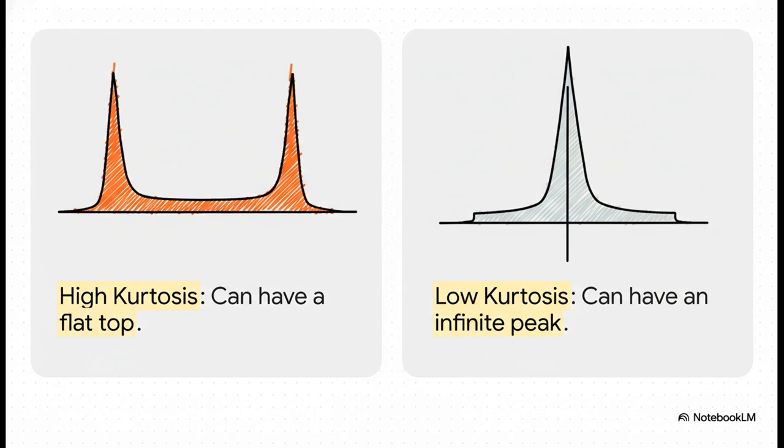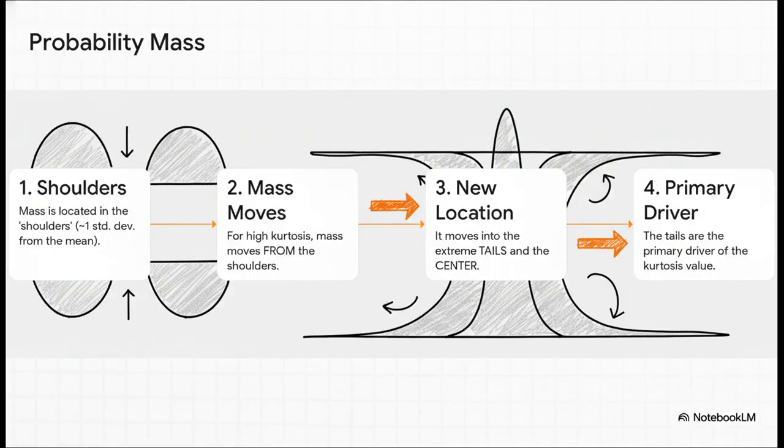It is entirely possible to create a distribution that has ridiculously high kurtosis but is actually flat on top. And on the flip side, you can have a distribution that's infinitely pointy but has very low kurtosis. The peak and the kurtosis value are just not connected in the way we've been taught. So what is actually going on?